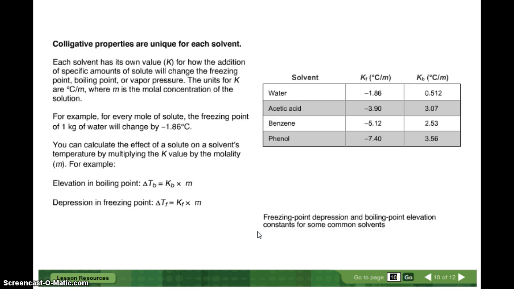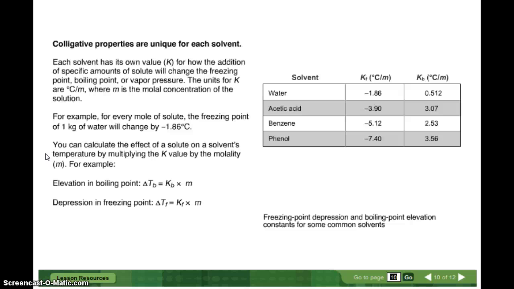Colligative properties are unique for each solvent. Each solvent has its own value, abbreviated as capital K, for how the addition of specific amounts of solute will change the freezing point, boiling point, or vapor pressure. The units for K are degrees Celsius over m, where m is the molal concentration of the solution. For example, for every mole of solute, the freezing point of 1 kilogram of water will change by negative 1.86 degrees Celsius. You can calculate the effect of a solute on a solvent's temperature by multiplying the K value by the molality m.